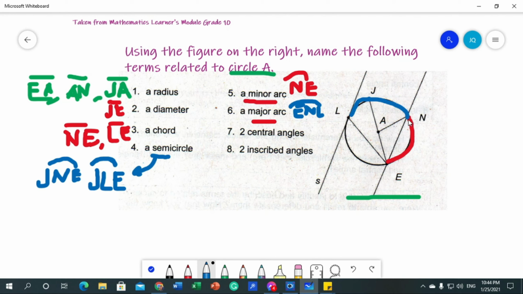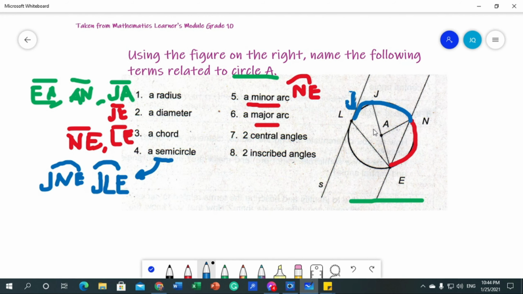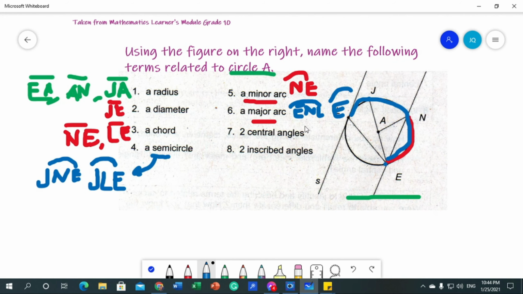Can you see? So ENL is a major arc and EN is a minor arc. Do you still see any major arc? Yes, of course. That is arc E, the starting point. Then the middle point can be L or J. Just choose one, so I'll choose J. And then the last one will end from here to here, N.